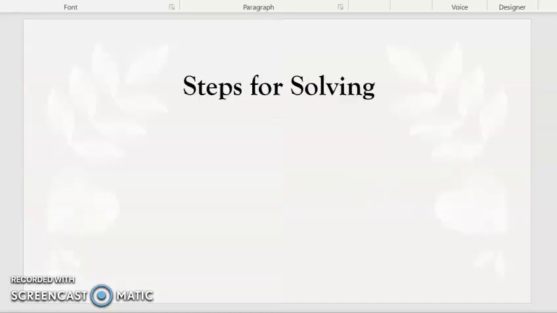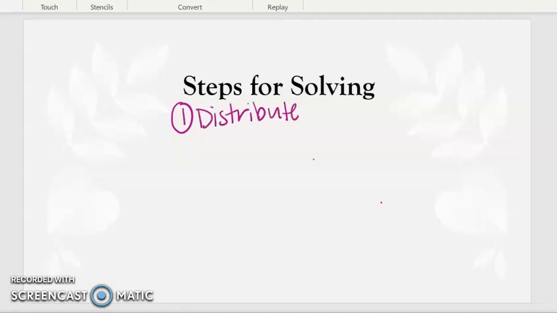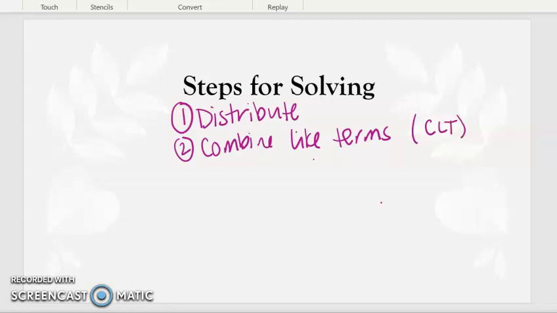Okay, so let's go ahead and do steps. So pause if you need to. We're going to go ahead and write steps on our paper. So the steps for solving are: step 1, if we can, I need you to distribute. If possible, you need to distribute. Step 2, we are going to combine like terms, which sometimes we abbreviate to CLT, combine like terms on both sides.